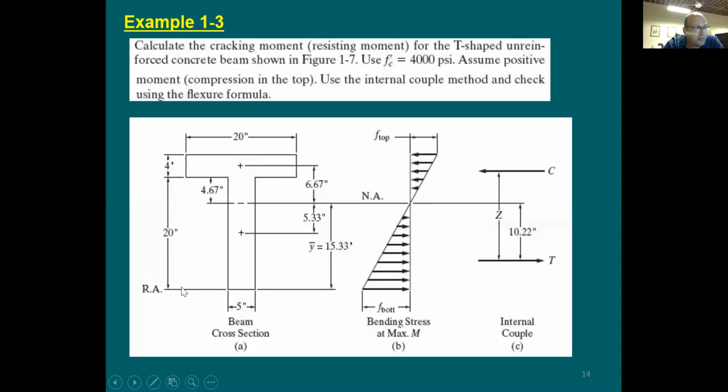We are taking the moment about some axis here. Look at this. We are taking the moment about this line. So draw a line here, and start to take the moment of each one of these areas. Now, where's the first area? We say the first area is at the top. How much is it? You see, 80, 20 times 4.